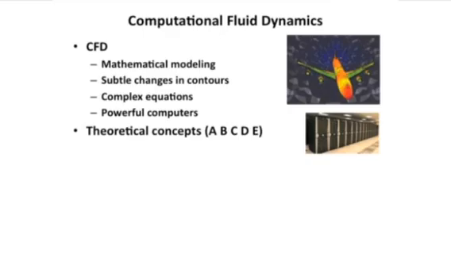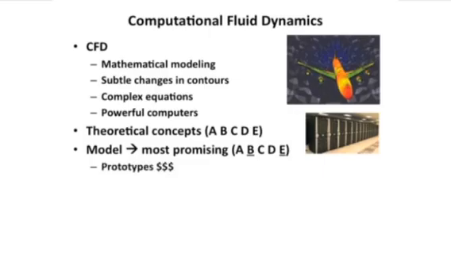Let's say I come up with 5 theoretical concepts for a carbon fiber rim. I could make A, I could make B, C, D, and E, and I think they all look pretty good on paper. But I do my modeling using computational fluid dynamics, and by doing that computer modeling, I can pick out 2 out of those 5 that look like they're the most promising. Let's say it's B and E. And then I can make prototypes.